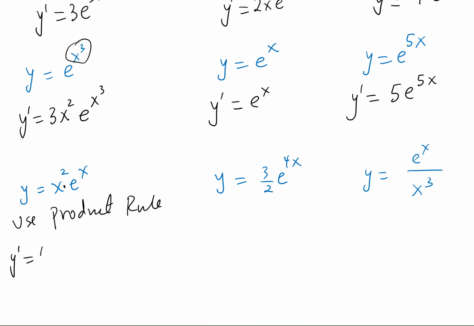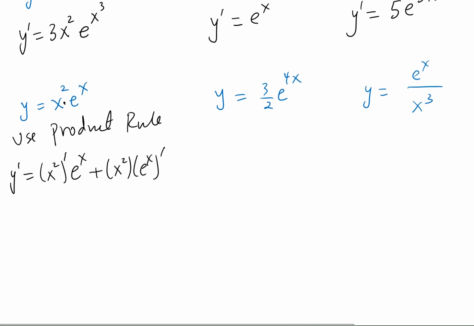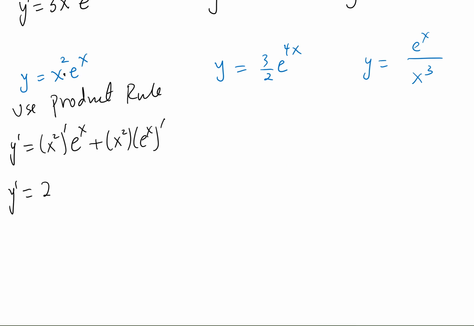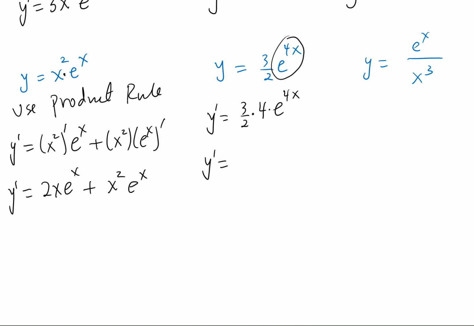So y prime would be the derivative of the first one times the second plus the first one times the derivative of the second. So what do we get here? Y prime is 2x times this plus this times e to the x, because the derivative of e to the x is itself. Get to know it really well. For the next one, y prime, keep the constant out. We just find the derivative of the exponent, which is 4, times itself. 3 by 2, that's 6e to the 4x.